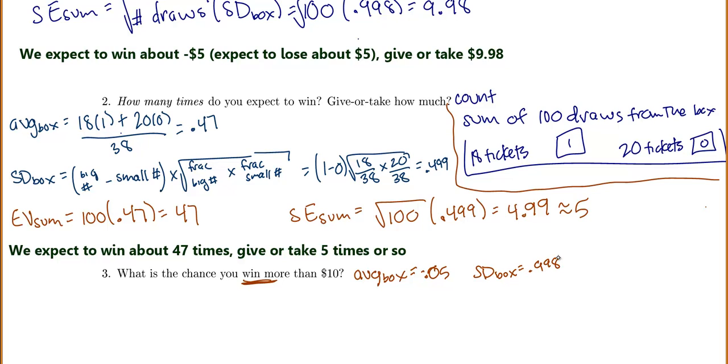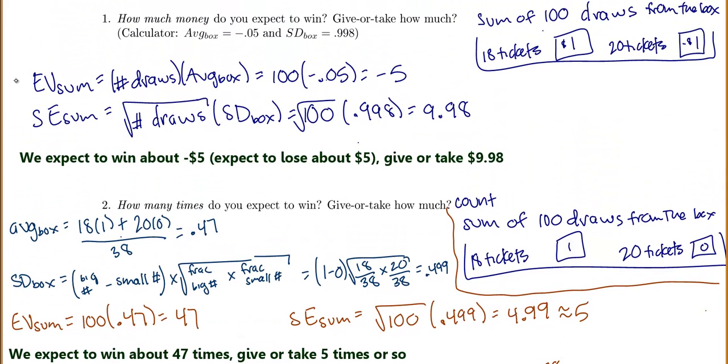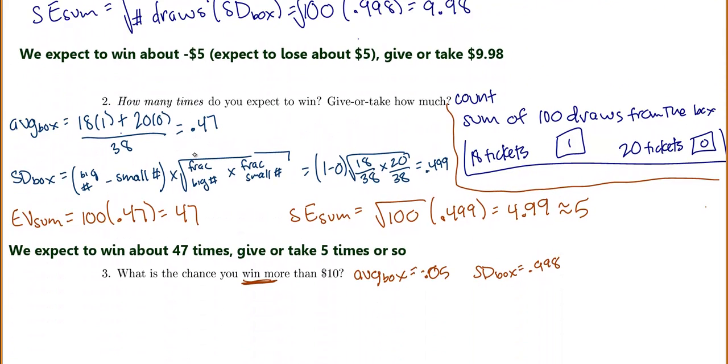Okay. So what's the chance that we win more than $10? So I guess actually we can come back up to number 1 and write down our expected value and the standard error. We don't need to calculate them again. The expected value of the sum is negative 5 and the standard error of the sum is 9.98.